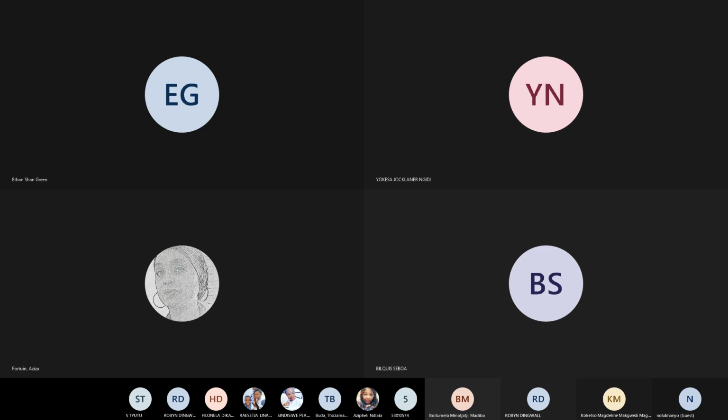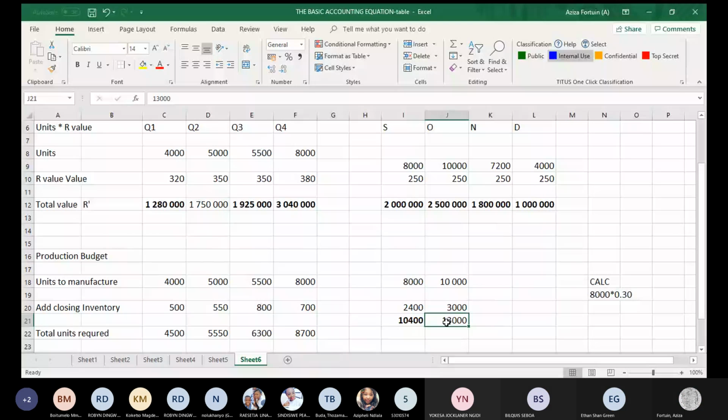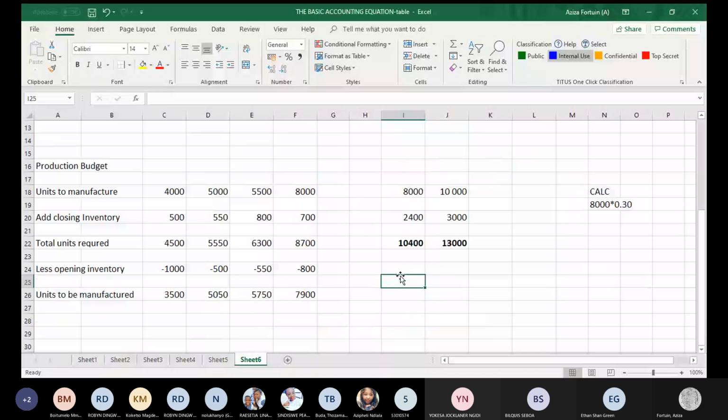Okay, so now we're going to get the 10,400, and here we're going to get the 10,000 or the 13,000. So that's our total units that we require. Now we want to find out our opening inventory. So what is our opening inventory? We know that 2,400 will be that opening inventory, because your closing inventory is your opening inventory of the previous month. So what would this be?